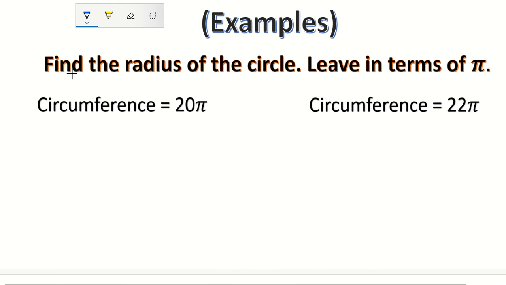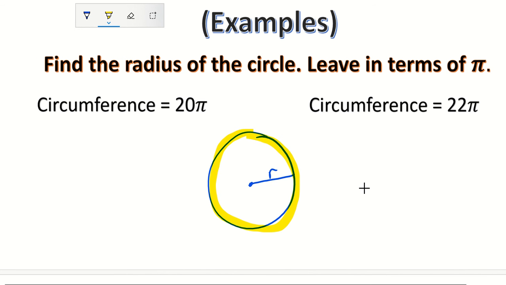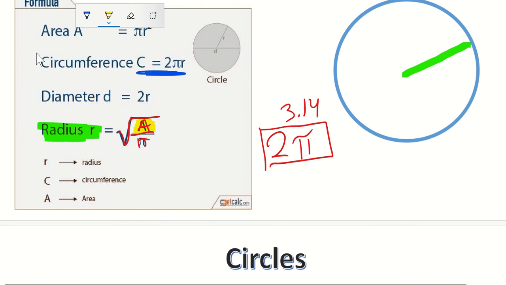They want us to find the radius. So if you remember, if we have a circle, the radius is from the center to the side of the circle. They want us to find out the radius. And they're giving us the circumference. So they're actually giving us the outside measurement, this one right here. Let me see how I can work this one out. If you have the circumference, I can use this one right here, which is circumference equals 2 pi r.